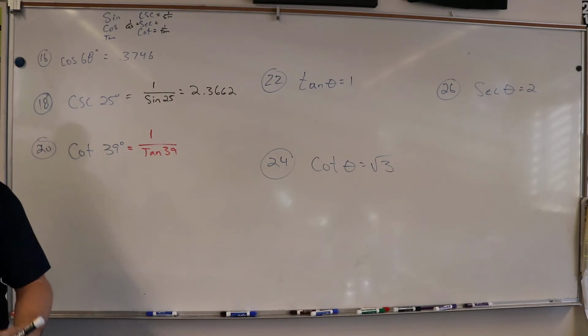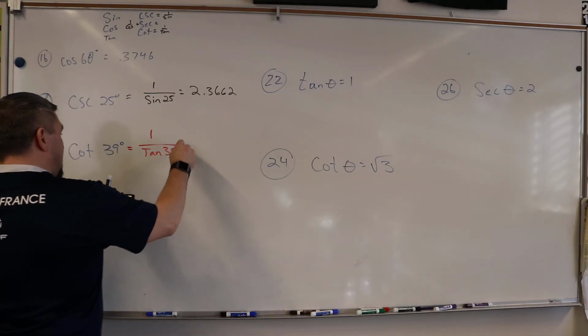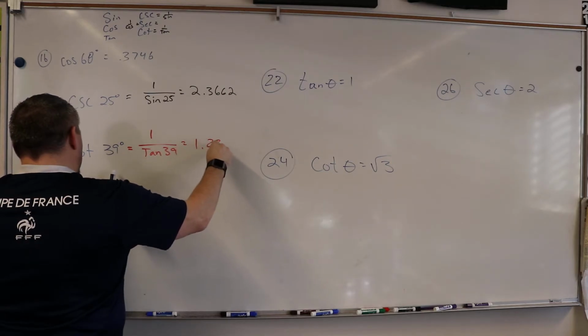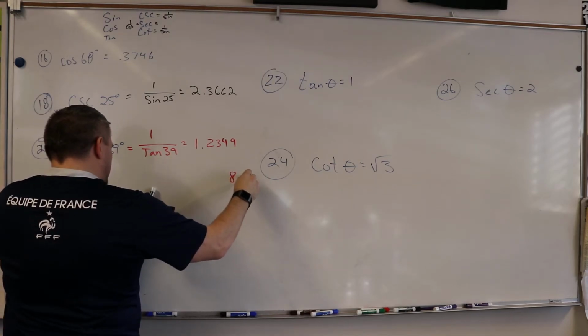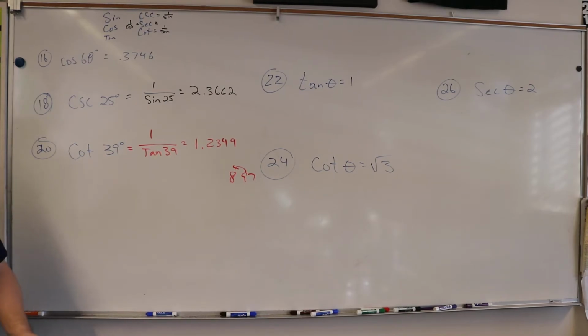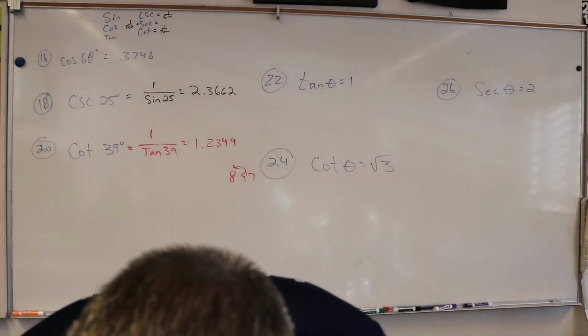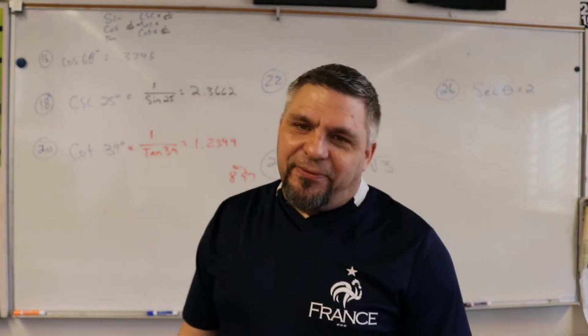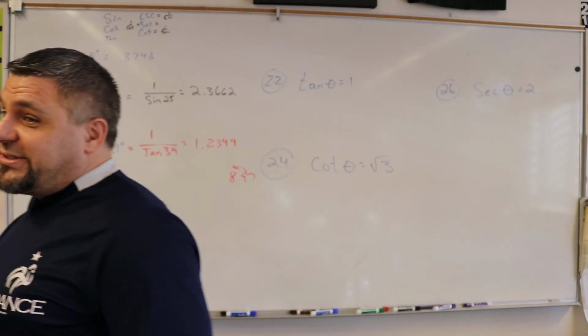And now it's really easy. It's just 1 divided by tangent 39 equals 1.2349. Now it says 897, but this 9 changes that 8 to the 9, right? So then it will be 4 decimals, 1.2349. Woo!